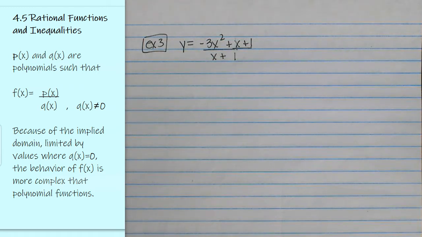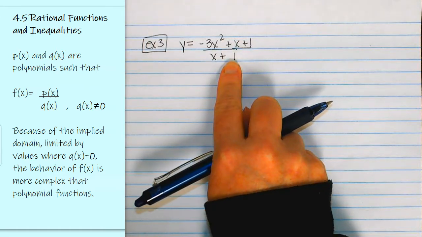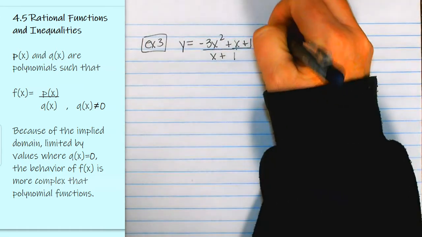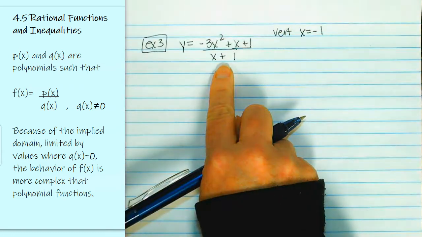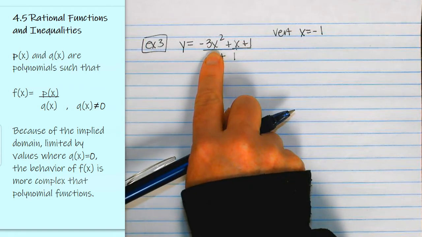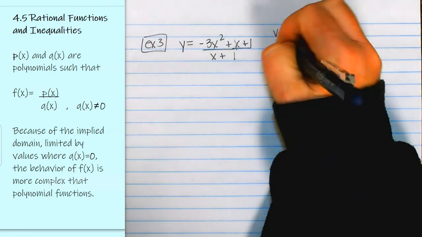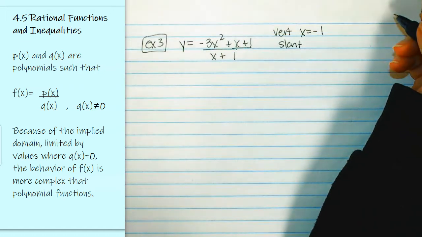It has a polynomial of degree 2 on the top and of degree 1 on the bottom. This does not factor. Therefore, I cannot cancel anything out and make it a whole. So that tells me I have a vertical asymptote at x equals -1, strictly from the denominator. Then I'm going to compare the degrees, and I find that I have a degree higher on the top. So I've got a slant asymptote, and I don't know what that is yet. I'm going to divide it out and find out.